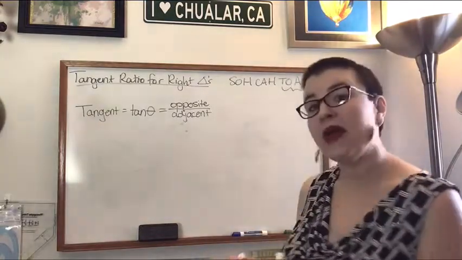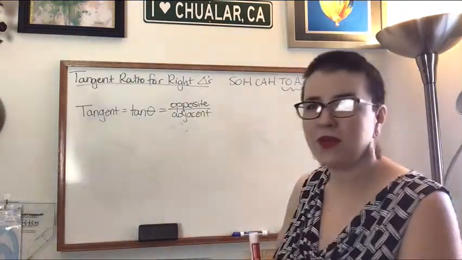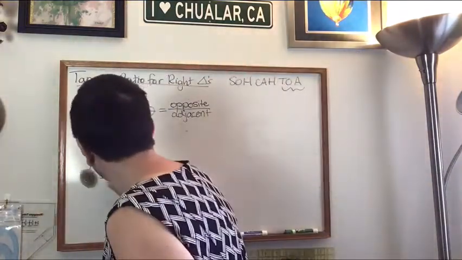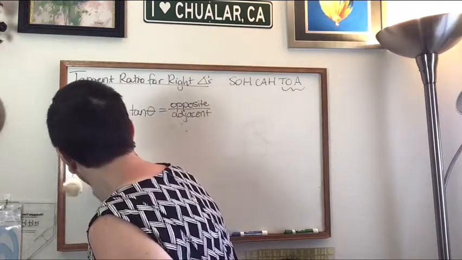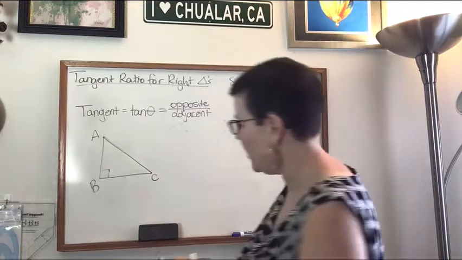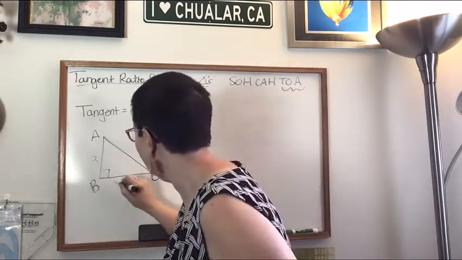All right, so I'm going to go ahead and I'm going to draw a triangle. I'm going to start with my general 3, 4, 5, and we are going to find the tangent of a couple of different angle measures. Okay, so I have angle ABC. It's going to be a 3, 4, 5 triangle again.